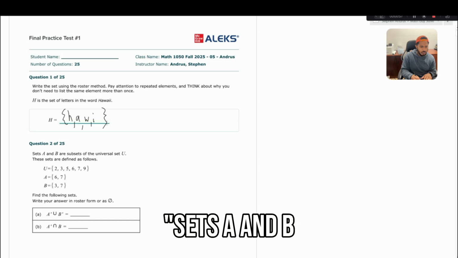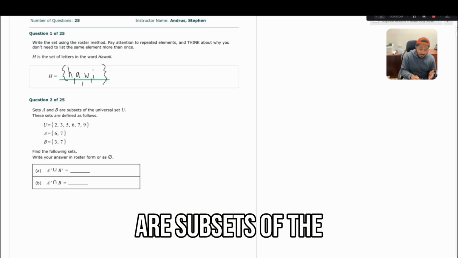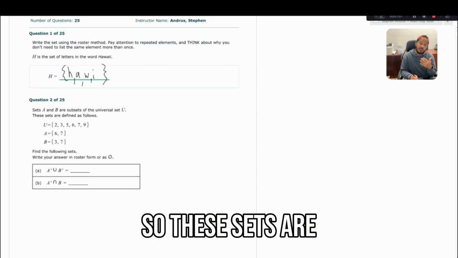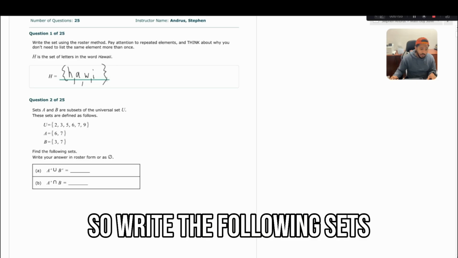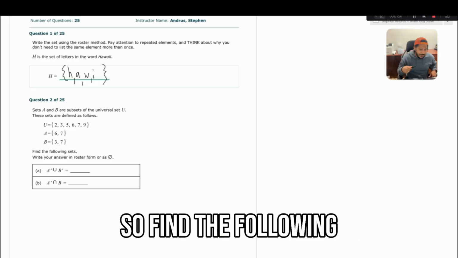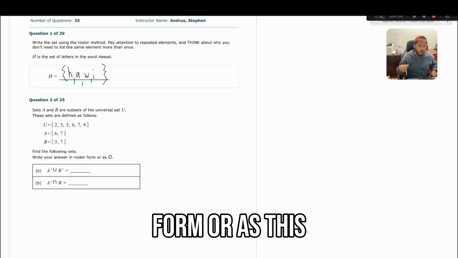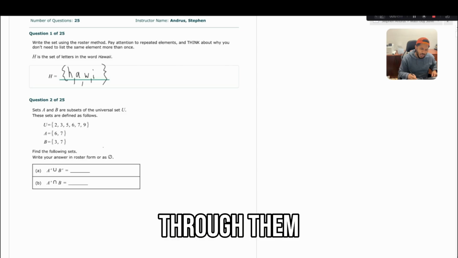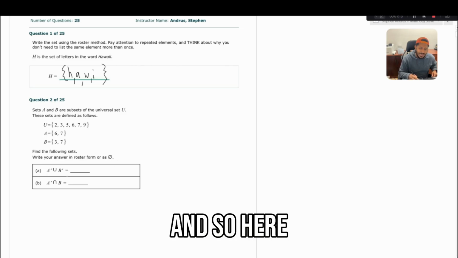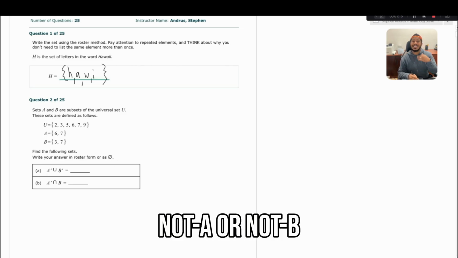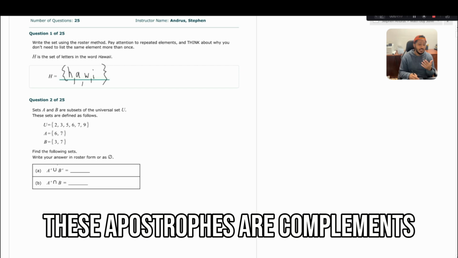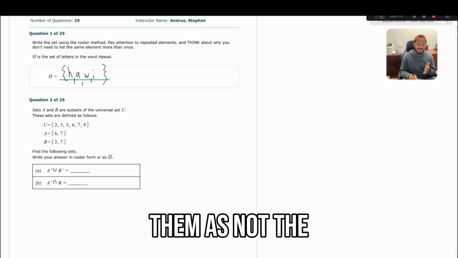All right, question 2 says sets A and B are subsets of the universal set U, and so these sets are defined as follows, okay. So find the following sets and then write your answers in roster form, or as this O with the line through, remember that's the empty set, right. And so here we say, well, not A or not B. So again, these apostrophes are complements, and so we consider them as the word not, right.